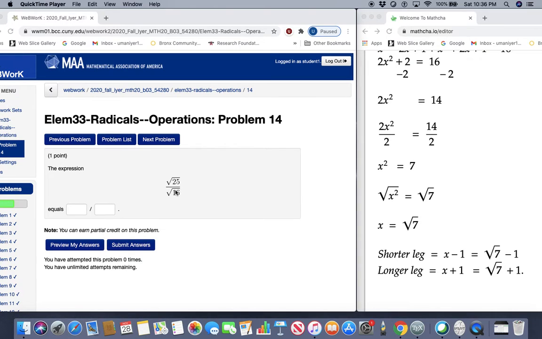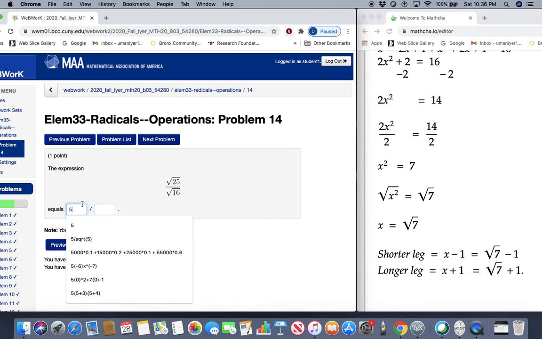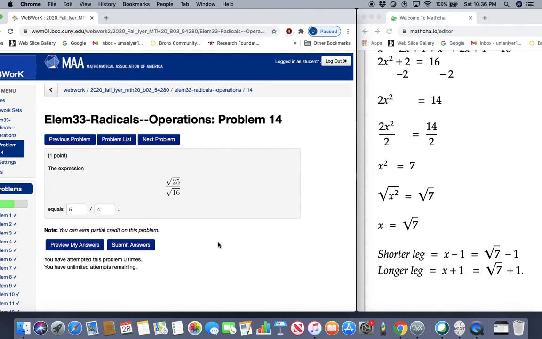Simplify the expression square root 25 over square root 16. Notice square root 25 is a 5 over square root 16 is a 4.